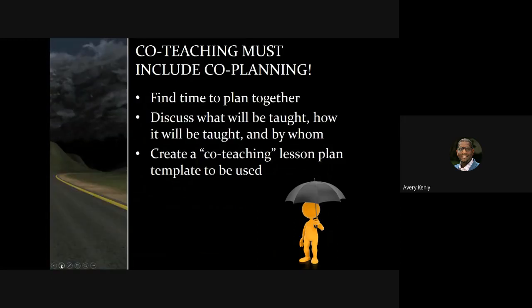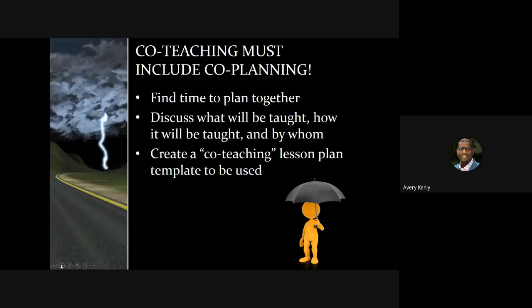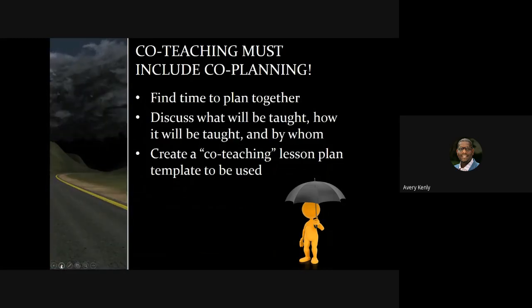Now, co-teaching must include co-planning. So you need to find a time to plan together, discuss what will be taught, how it will be taught, and by whom. And you need to try to create a co-teaching lesson plan, because that lesson plan template can be utilized to organize the lesson and the benefit for all of the students in the classroom, recognizing that there may be some students that will be learning at a different pace from the other students in your room.